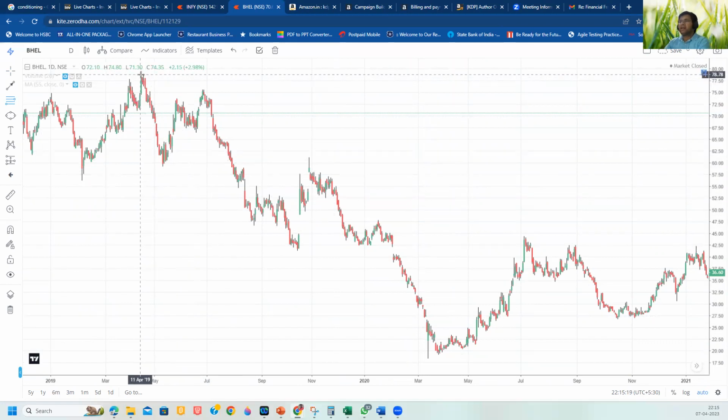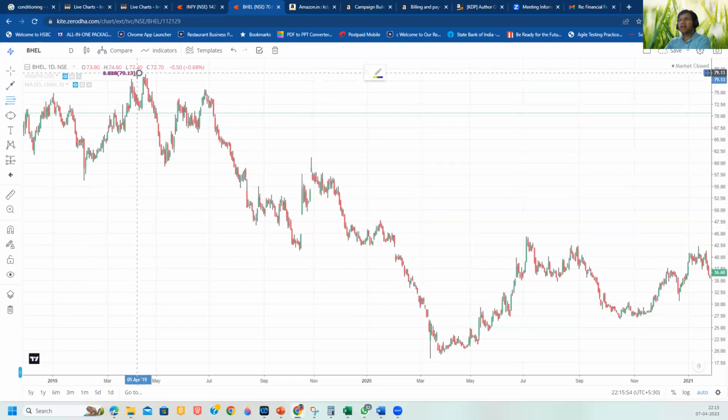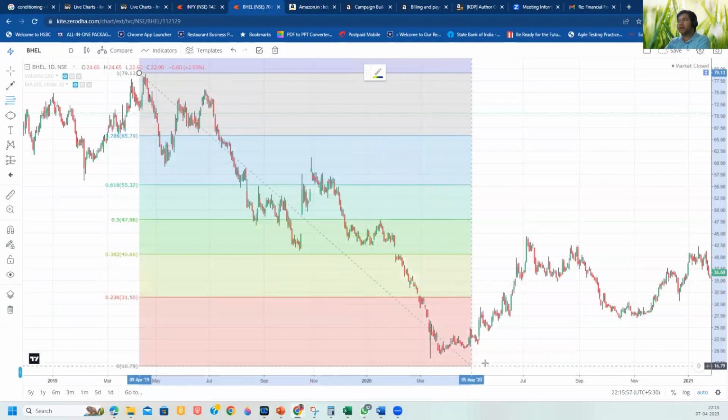When we are using the fib retracement, if it is a down-trending stock, the first point will be from where the price started falling. So this is the low point before this, on the left-hand side. So this is the lowest point. From there it is going up, and after this point it is falling down. So this is the highest point. So in a downtrending stock, the first click should be on the top and the second click at the bottom.